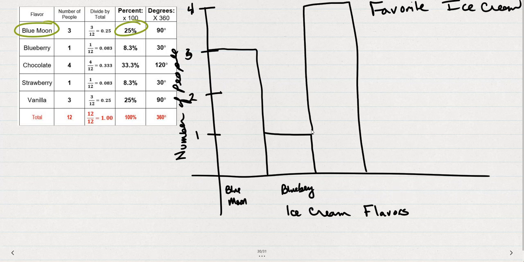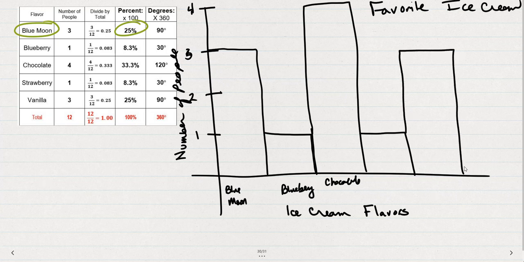Notice that the width of each rectangle is equivalent. 1 strawberry, 3 vanilla, and that's all. 1, 2, 3, 4, 5 total. So the 1 was strawberry and 3 vanilla. We can see that chocolate was the most popular, strawberry and blueberry were the least popular, etc. So that's something nice about this type of chart, this histogram.